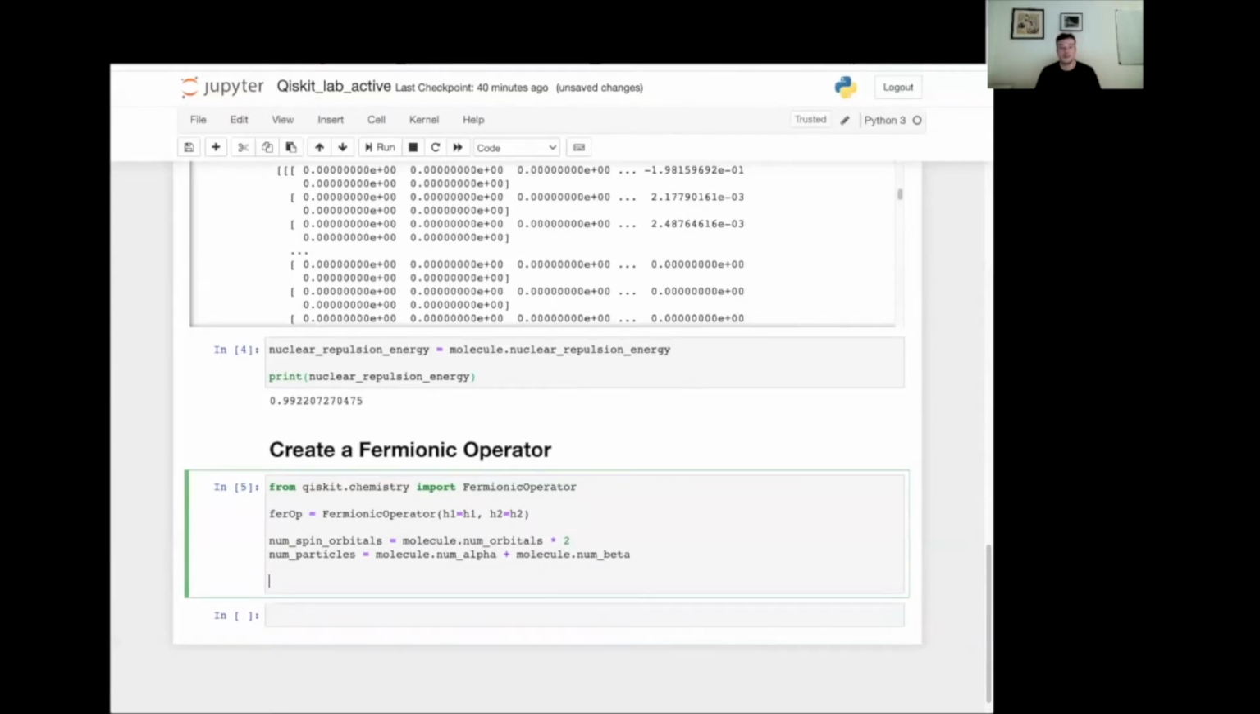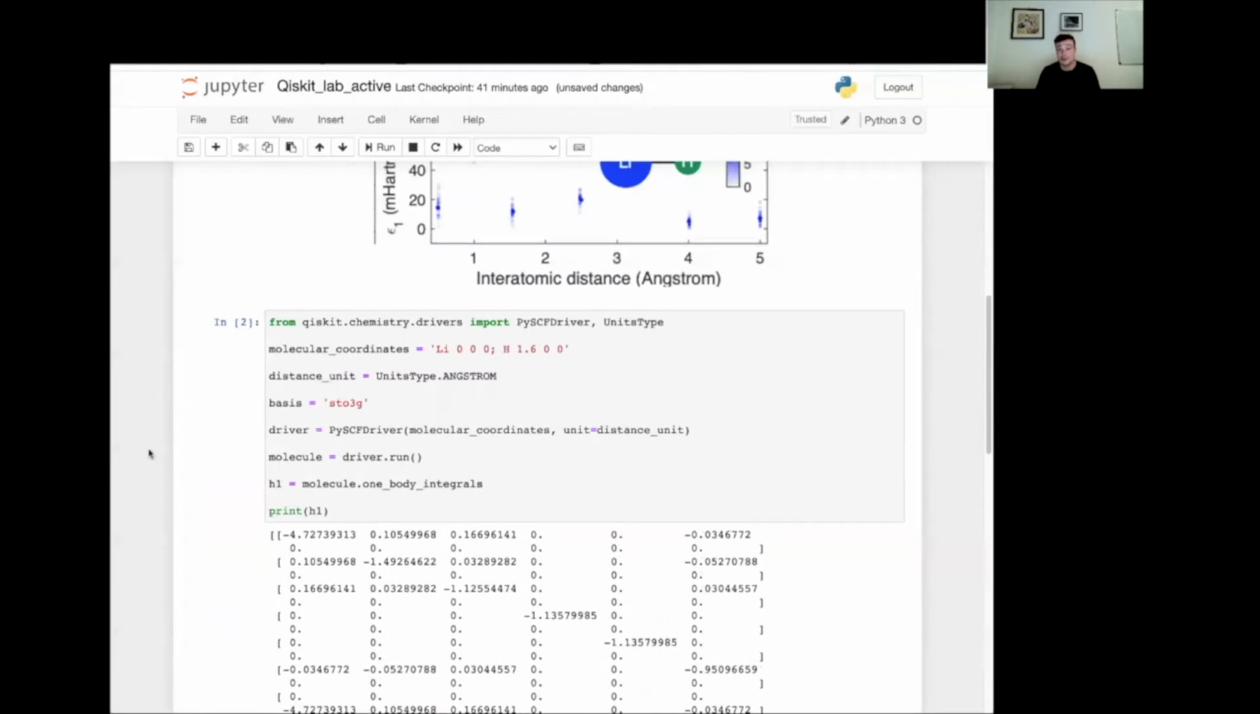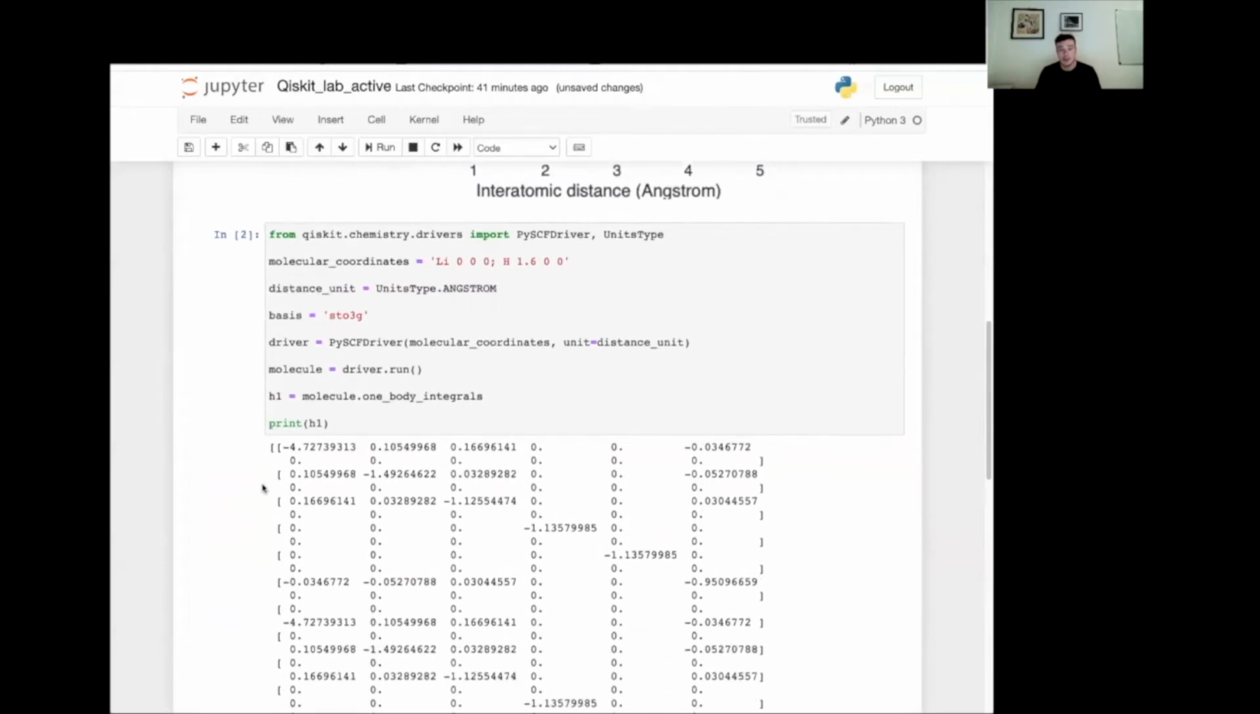Also, if you remember, I told you in the class that sometimes we can freeze certain fermionic modes and remove them out of our model if the physics of our model allows us to do so. And so in this case, I'd like to freeze the inner 1s orbitals for the lithium atom, because look at this one-body integral matrix. What you see is that the value for the inner 1s orbital for the lithium is actually very low.